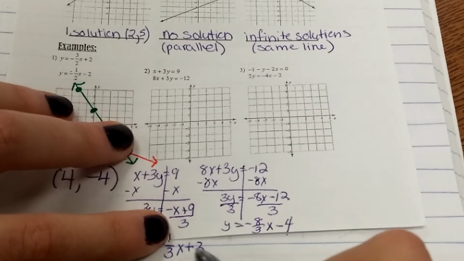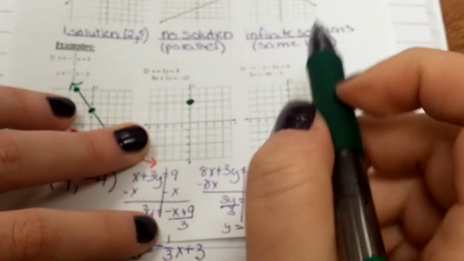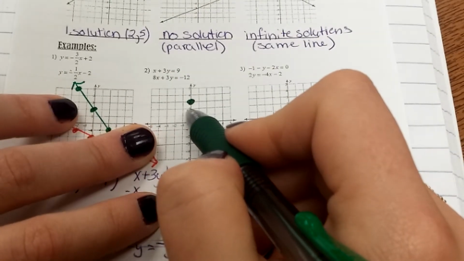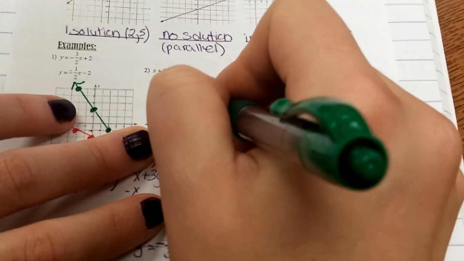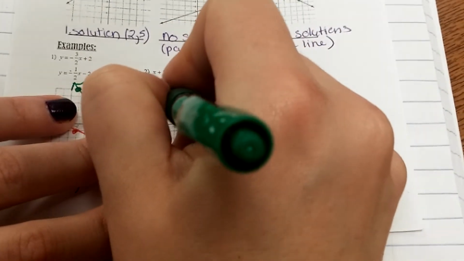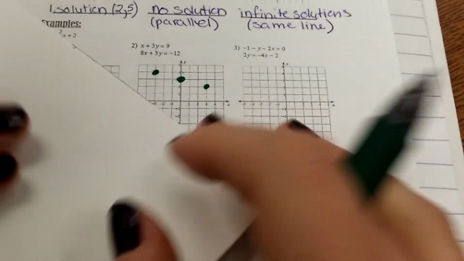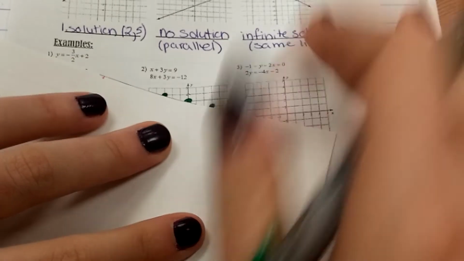First equation, starting at a y-intercept of positive 3, slope of negative 1/3. So I'm going to go down 1, to the right 3. And then on this side I can go up 1 and to the left 3. And that's all that's going to fit. Connect those dots together.